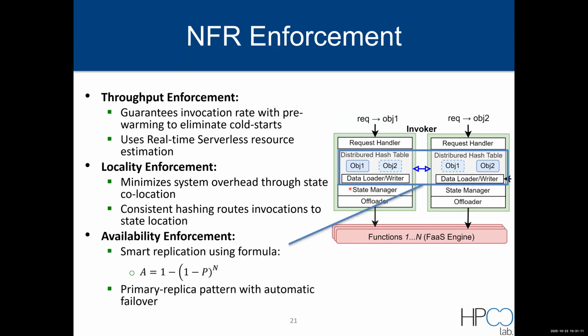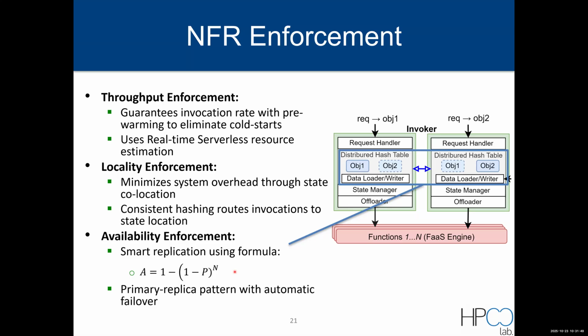And to enforce the availability, we just use a standard pattern that we call primary replica with automatic failover. You can imagine that if this component is down, there is still another component that holds a copy of the data. When we call it primary replica, only one object is active at a time, so reads and writes go to just one object. But when that node fails, the system automatically recognizes it and makes the copy become the primary.